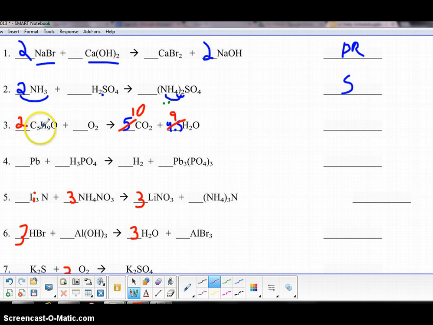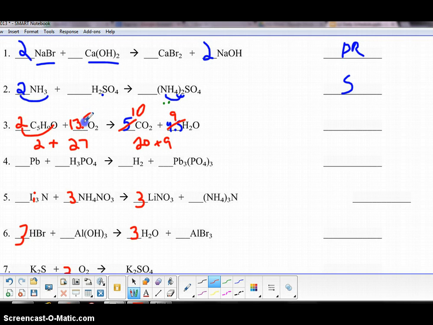So let's see here. I have 10 carbons, 10 carbons. I have 18 hydrogens. I have 18 hydrogens. All right, let's do my oxygens now. So here I have 20 oxygens, 10 times 2. And here I have 9 oxygens from my 9 waters. So that adds up to 29. All right, well, I have 2 oxygens here now. And so 2 plus what is 29? I believe it's 27. So your question is, what times 2 is 27? I think that's 13.5.